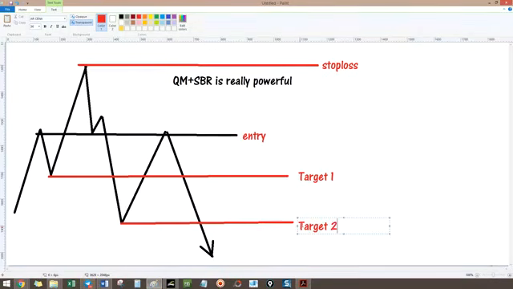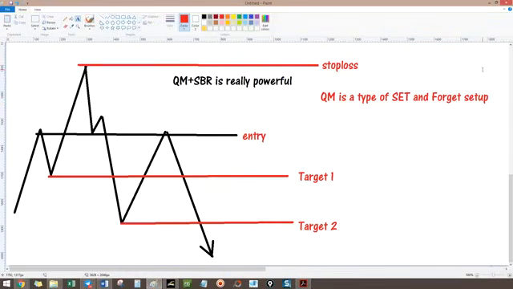So QM is a type of set and forget setup. Okay, so you can set and forget if you have an ordinary job other than trading, you can use this set and forget.